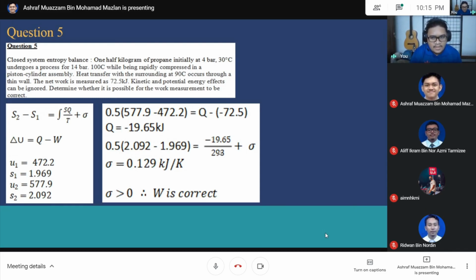Now, given that 0.129 kilojoule is more than 0, thus the work measurement seems to be correct. So we can assure that this is correct. Thank you.